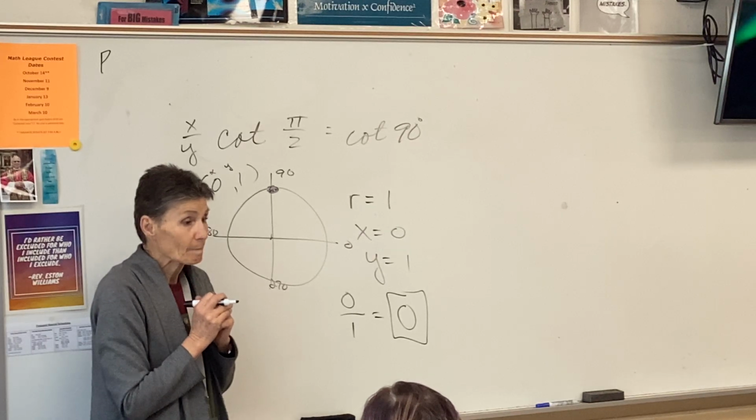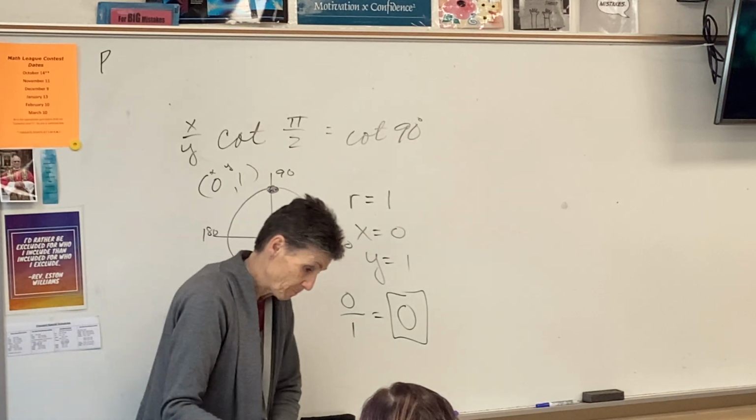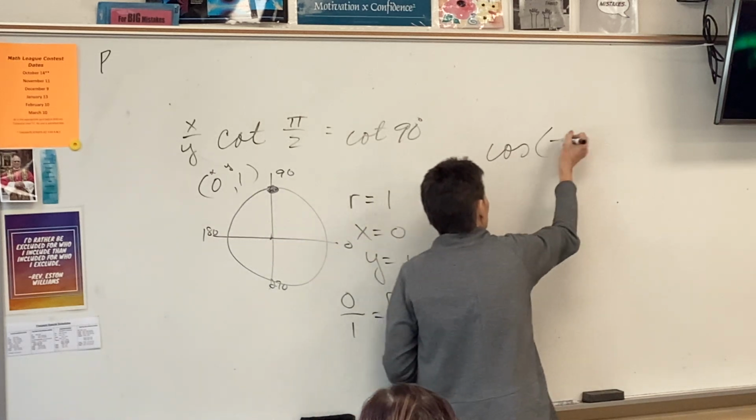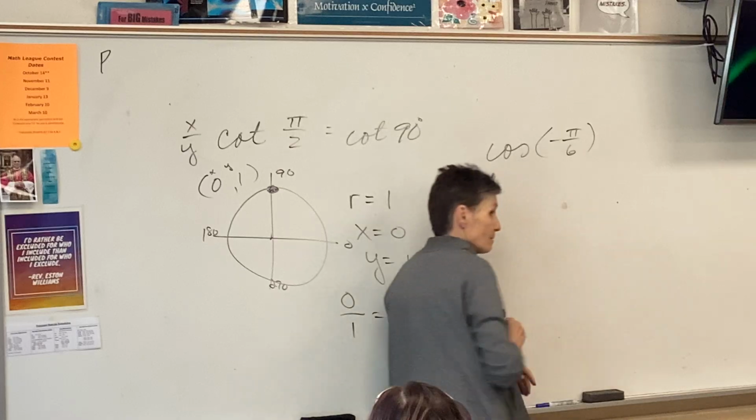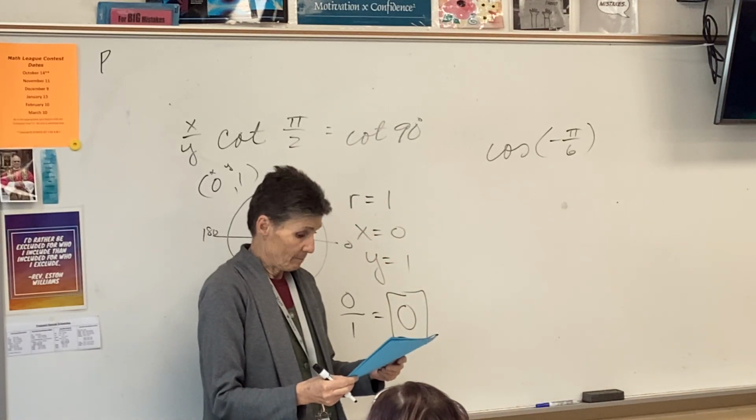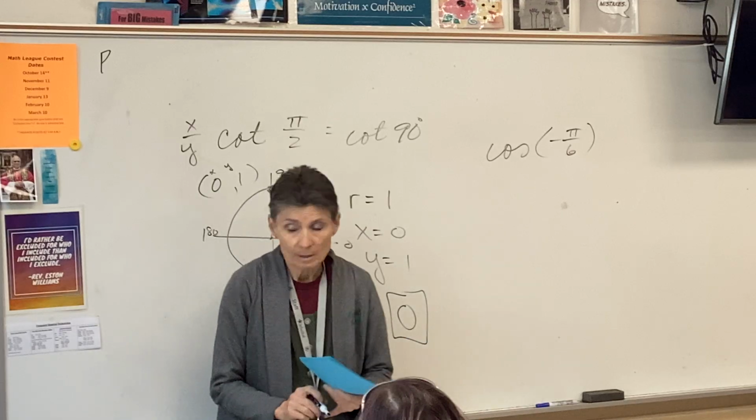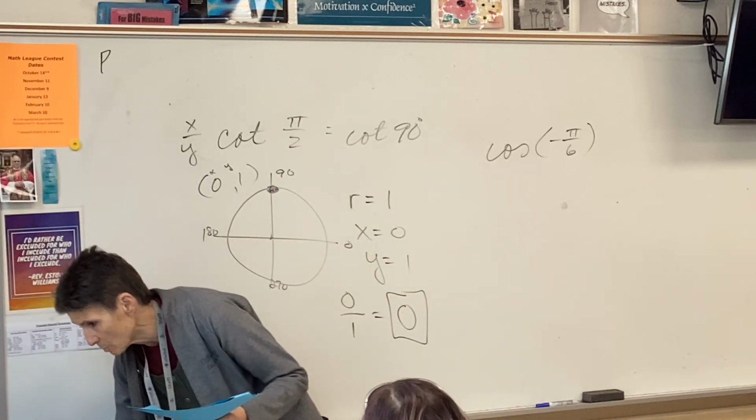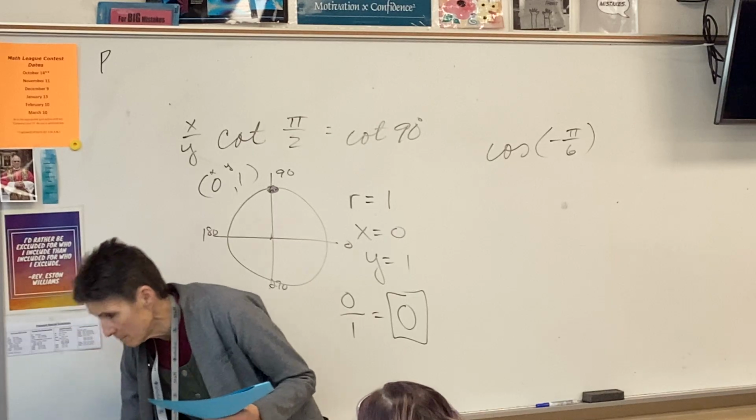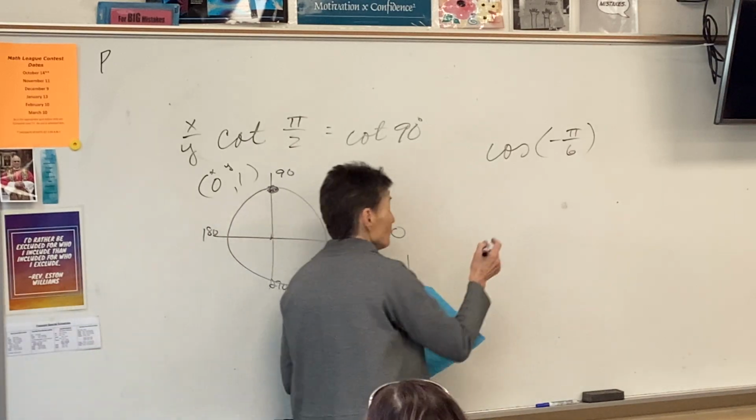Okay. Next problem. Cosine negative pi over 6. All right, what is step 1? Yep, figure out how many degrees we've got. So I heard somebody say, actually negative 30.